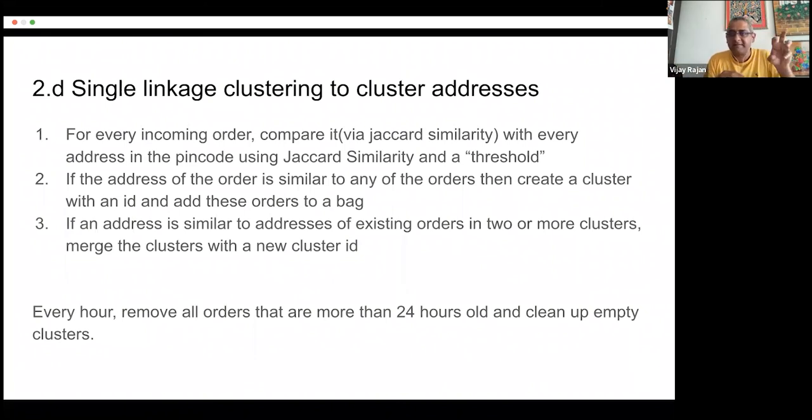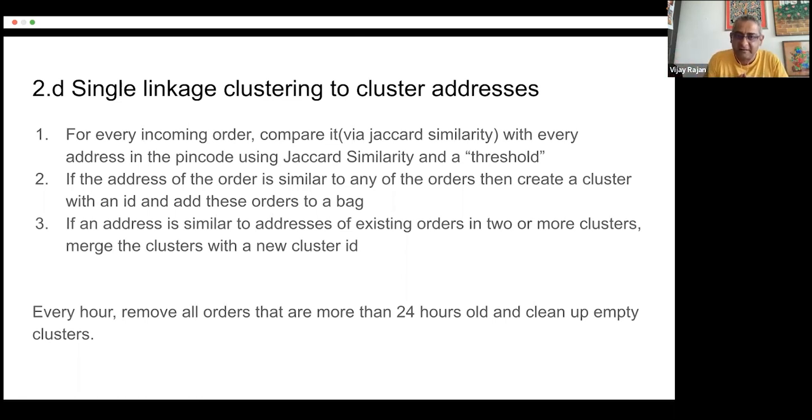And now let's say I have a cluster A, B, C, and I have another cluster D, E, F. And a new incoming order G is similar to D in this cluster, and is similar to C in this cluster. Then you should merge both clusters because G has brought the linkage of clustering altogether.